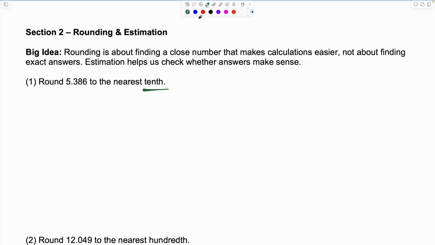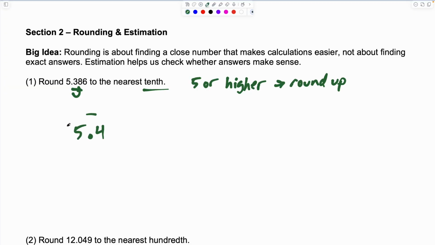So what I do here is first I look at the tenths place, and we have a 3 here, and to the right is an 8. So when we have a 5 or higher, we round up. Okay, so 5 or higher, and we're going to round up. Okay, so here, what we're going to have as our final answer is going to be 5.4. Okay, so this would be 5 4/10.